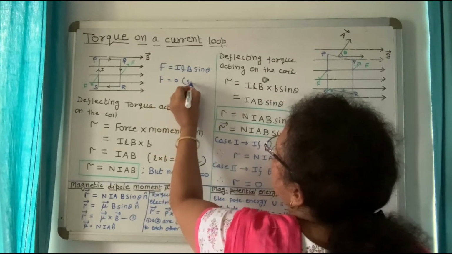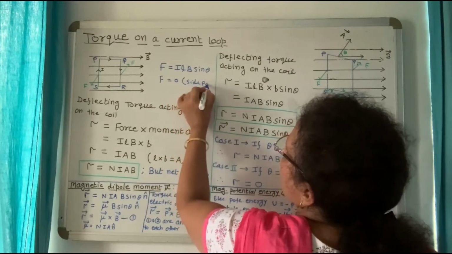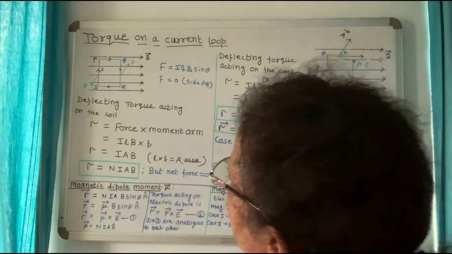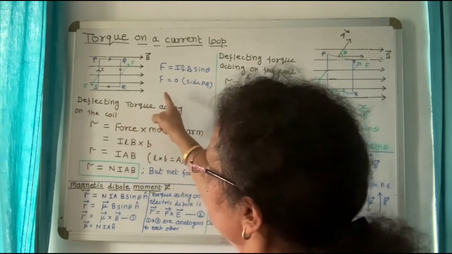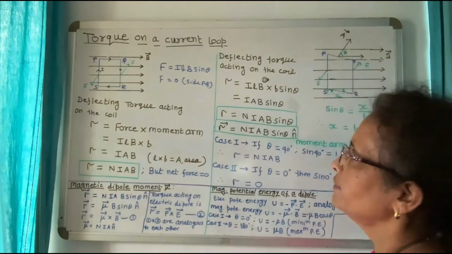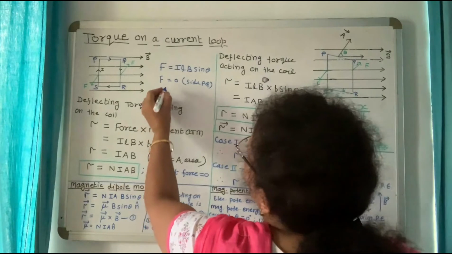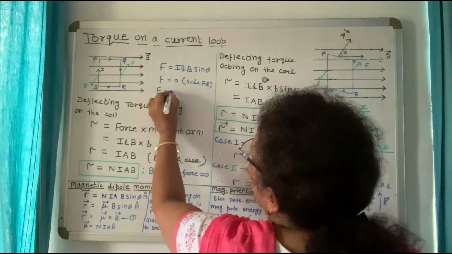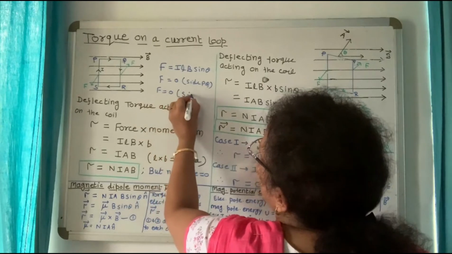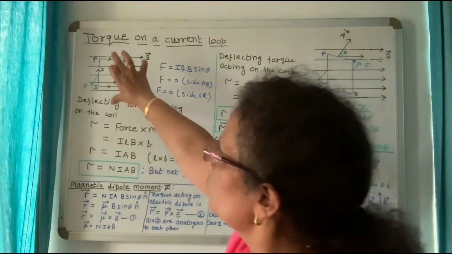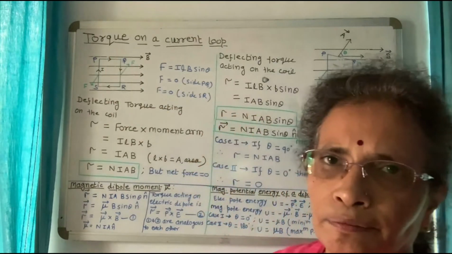Similarly, for the force on the side SR, these are anti-parallel. This is the magnetic field and this is the direction of the current. So here theta is equal to 180 degrees. So the force is sin 180, which is again 0. So the force is also equal to 0 for the side SR. So these two forces cancel each other.